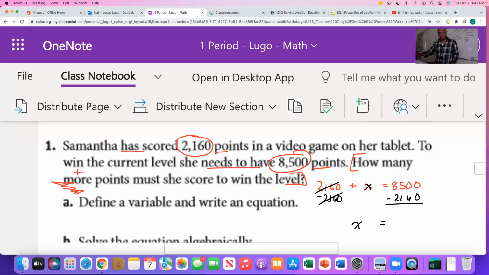And now 8,500 minus 2,160, we get 10 minus 6 is 4, 4 minus 1 is 3. We get 6,340. That is my final answer, ladies and gentlemen.